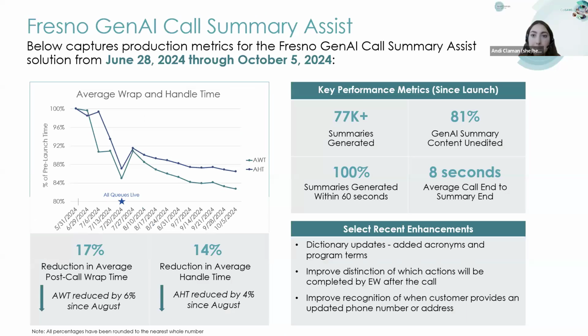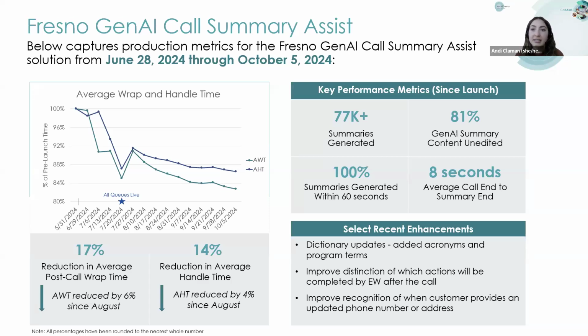Hi, everyone. My name is Andy, and I'm on the Gen AI team. We are excited to share out an update on key performance metrics and select recent enhancements for Fresno Gen AI Call Summary Assist. The solution went live in 3 phases in June and July, and the data we are sharing today is through the beginning of this month.